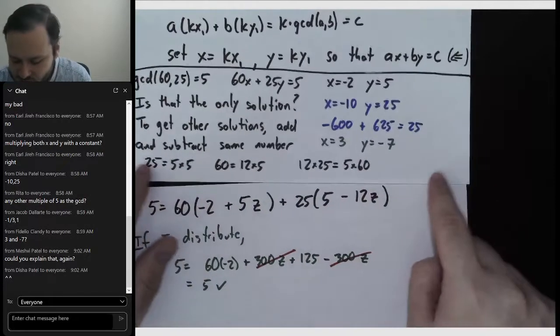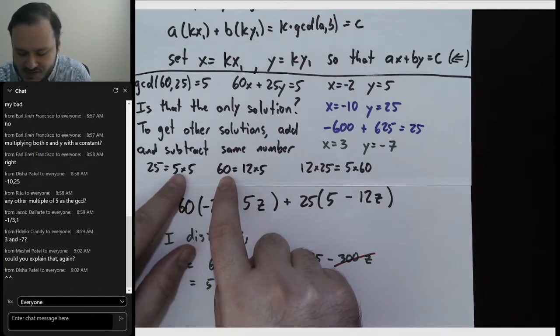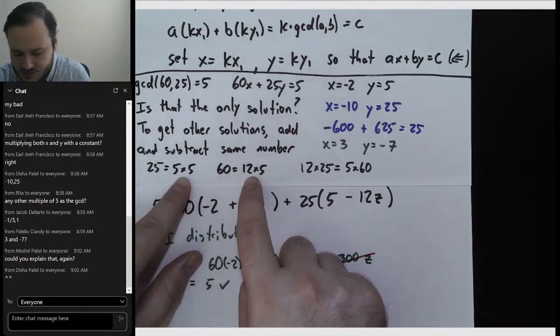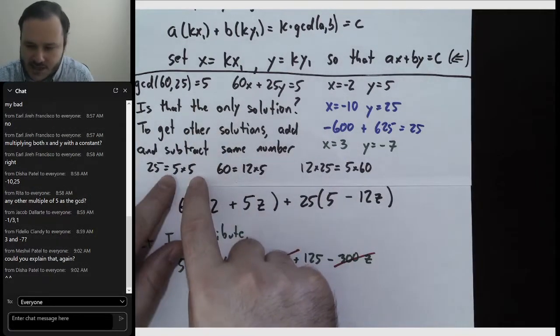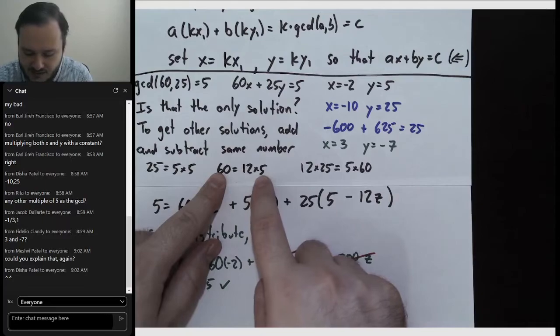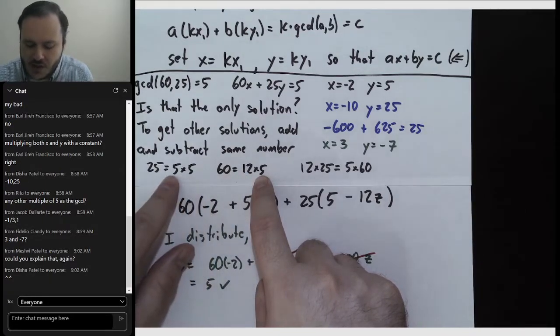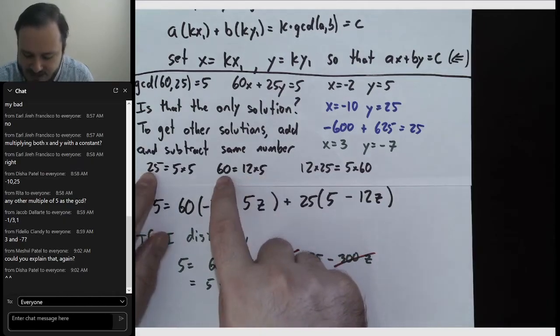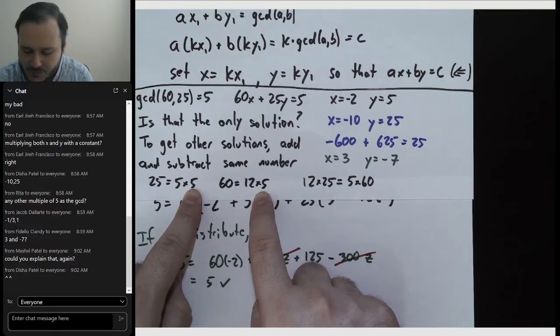And now here's the trick that I want to do. I want to factor out the GCD from each of these numbers. So I know the GCD is 5. 25 is what times 5? It's 5 times 5. 60 is what times 5? It's 12 times 5. So what 25 and 60 have in common is the 5.